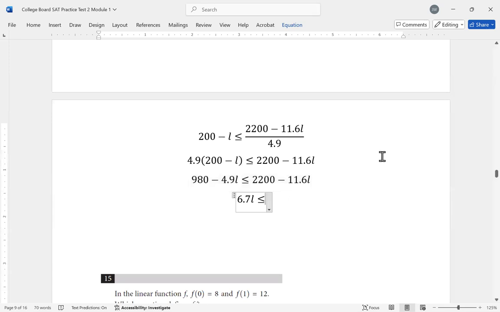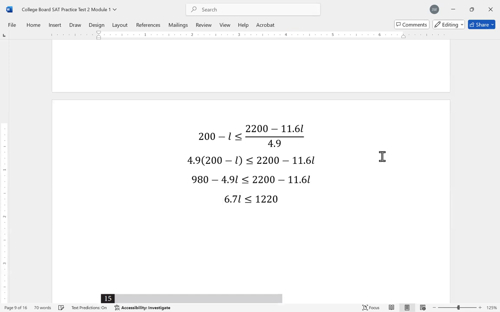Subtracting 980 from both sides gives me 1,220 on the right. Divide by 6.7, and you end up with kind of an ugly decimal, but that's all right. We get 182, roughly 0.09. I'll round it to 2 decimal places. So L has to be less than or equal to 182.09.